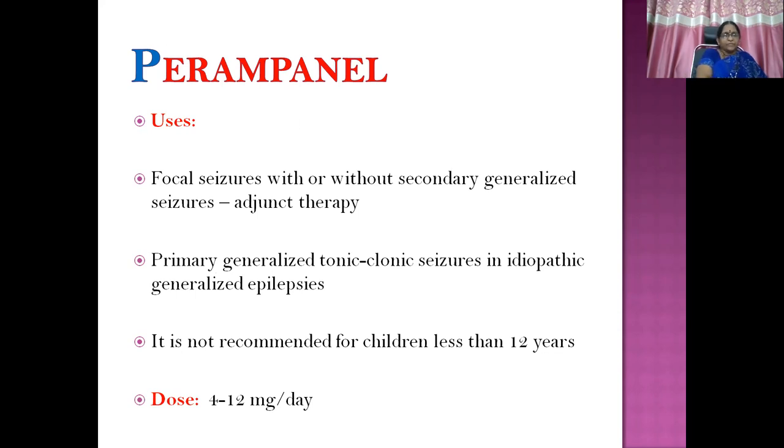Indications: focal seizures with or without secondary generalized seizures, as adjunct therapy. Primary generalized tonic-clonic seizures in idiopathic generalized epilepsies. Not recommended for children less than 12 years. Routine dose to be given is 4 to 12 milligrams.